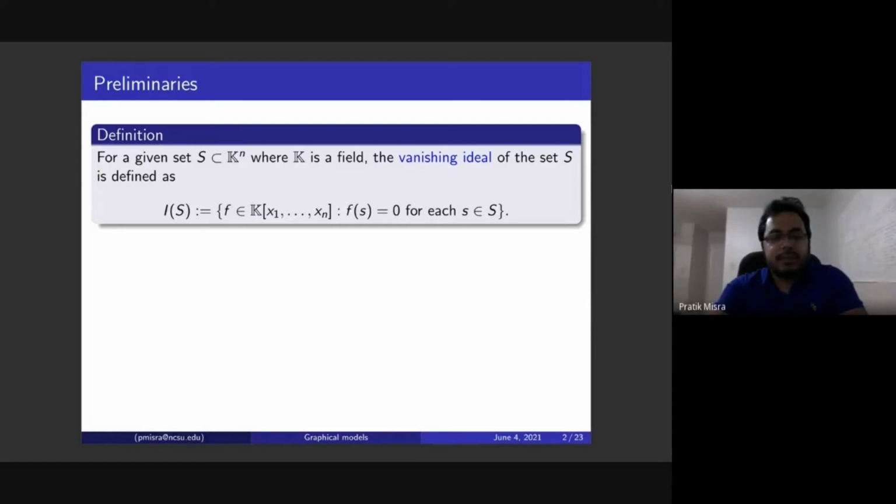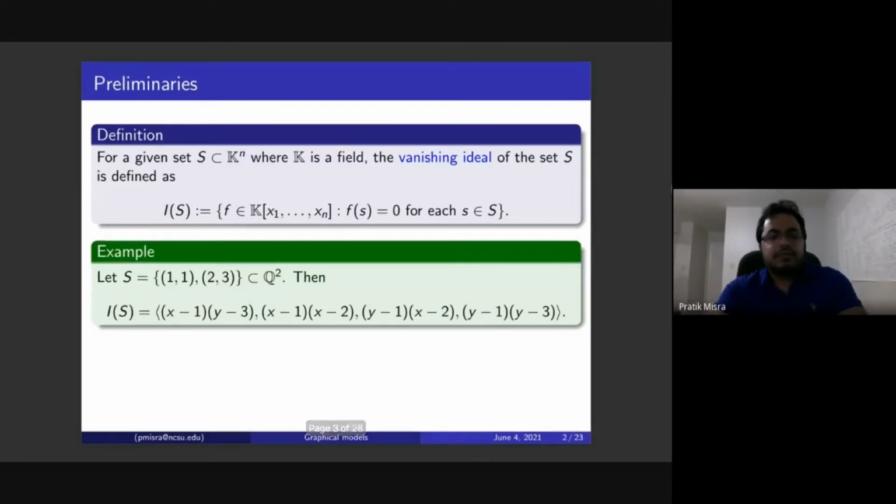Vanishing ideal. People who are familiar with that will know it very clearly, but let me just give an idea of what the vanishing ideal is. If we have a set S in K^n, where K is a field, then the vanishing ideal of the set S is defined as all those polynomials in the polynomial ring with variables x1 to xn, such that f(s) equals 0 for all s lying in the set S. Let's look at an example for this.